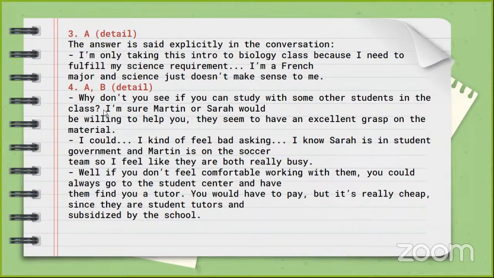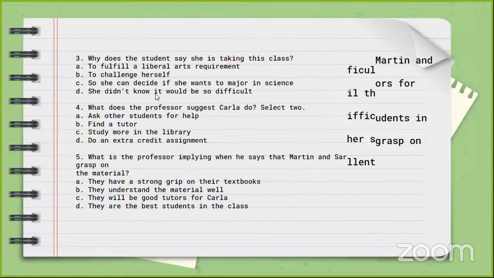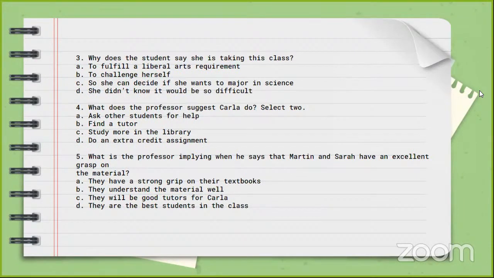Okay, guys. Now, in question number 4, you were supposed to choose 2 answers. Let's see the question, okay? Please, Cami Lopez, are you there? Yes, teacher. Can you help me read this question, please? Okay, what does the professor suggest Carla do? Select 2. I selected letter A and B. Okay, thank you for your opinion. What about you, Eloy? What do you think? I choose letter A and B.